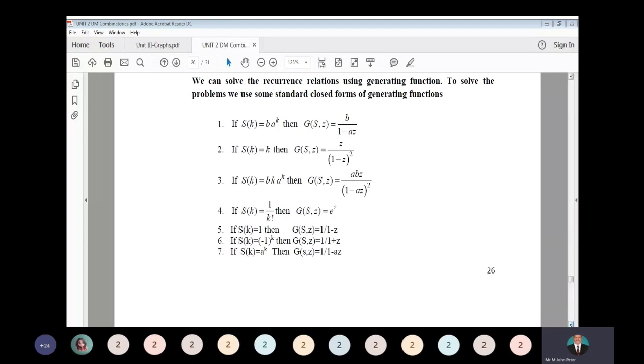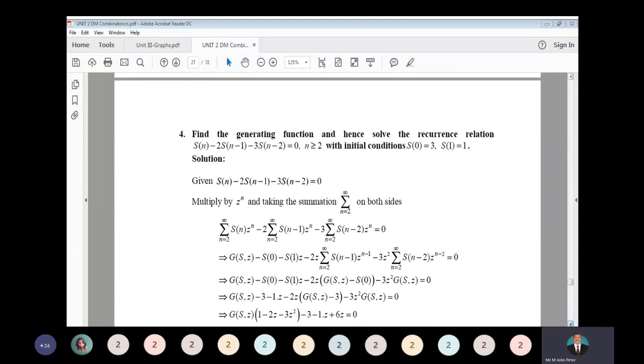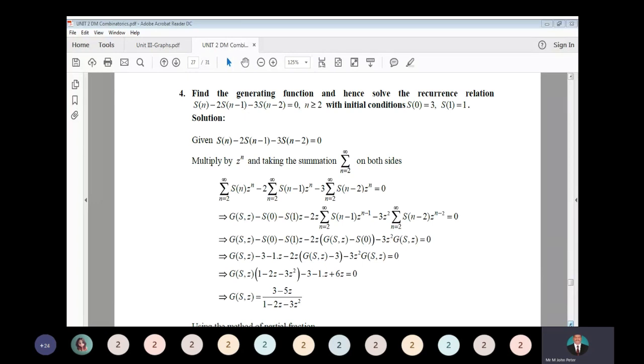If s of k equals 1, then g of s comma z equals 1 divided by 1 minus z. If s of k equals (minus 1) power k, then g of s comma z equals 1 divided by 1 plus z. Given s of k equals a power k, g of s comma z is 1 divided by 1 minus az. That we already saw in the problem. So find the generating function and then solve the recurrence relation.